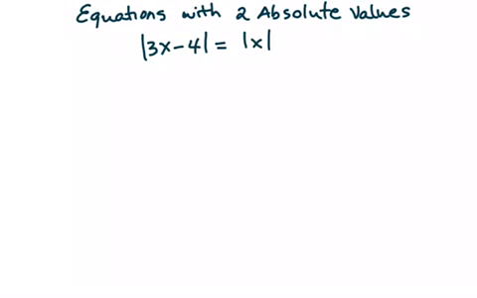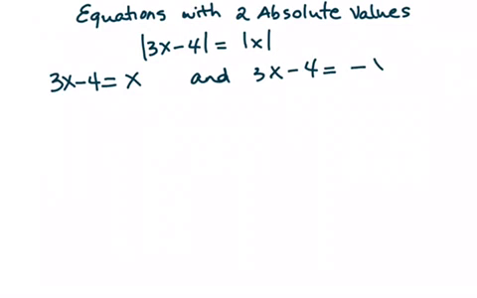All right, in this lesson we're going to show you how to solve absolute value equations that have two absolute values in them. Now remember, on your Canvas page I have typed in pink letters that when you solve an absolute value equation you always have two solutions. So let's remember that. So in this case we're going to say that 3x minus 4 is going to equal x, and 3x minus 4 is going to equal negative x, and then we just solve those two equations.